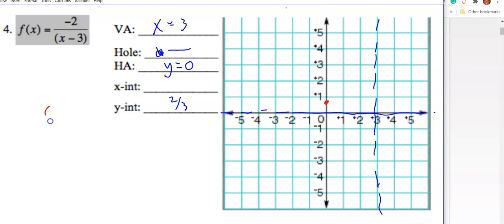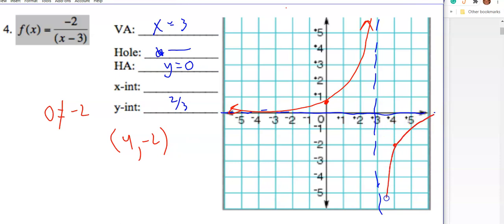And x-intercept would be 0 equals for y. Negative 2 is the numerator. That's not true, so there's no x-intercept. So we know on the left it kind of does this. Goes through that point, approaches the asymptote. On the right, I need to plug in a point like 4. If I do that, I get negative 2 over 1, which is negative 2, so 4, negative 2. So on the right there, it does go down. It never approaches that asymptote right there.